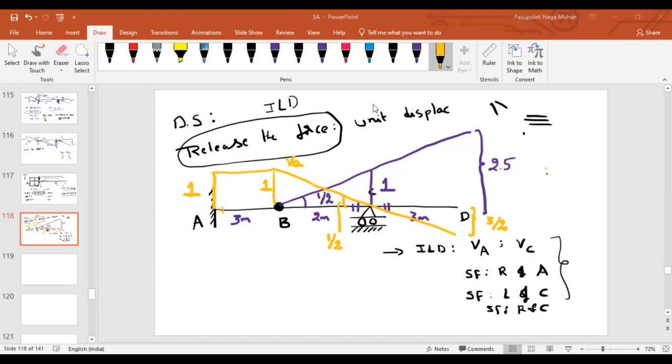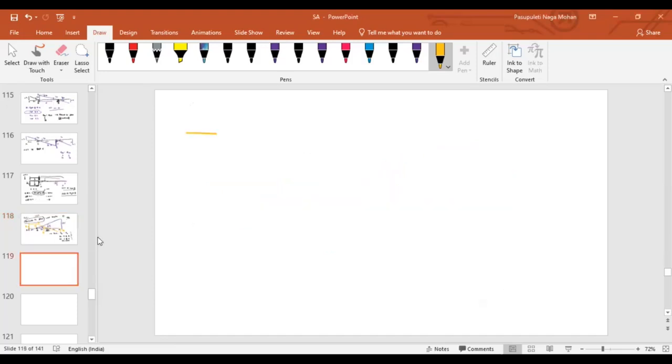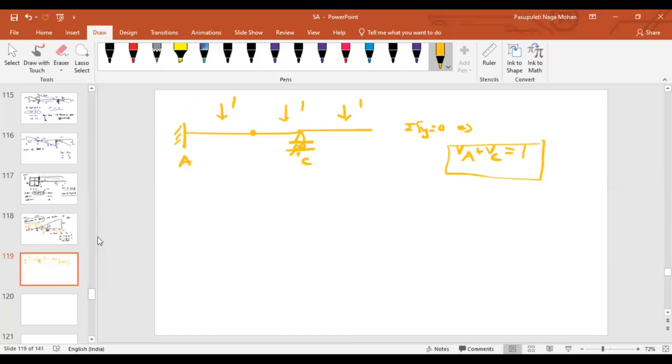Let us consider the same beam. Whatever may be the position of the unit load, according to the equilibrium condition, if you do summation of Y equal to 0, how much should you get? What about VA plus VC? Can I consider the sum equal to 1, whatever may be the position of the unit load? Total downward load is equal to 1, so if you add those two values, the value will be equal to 1.